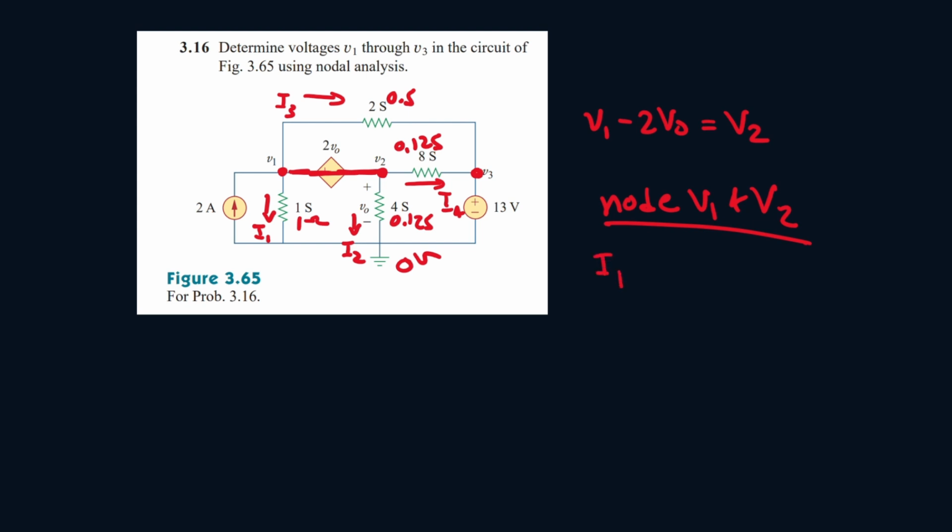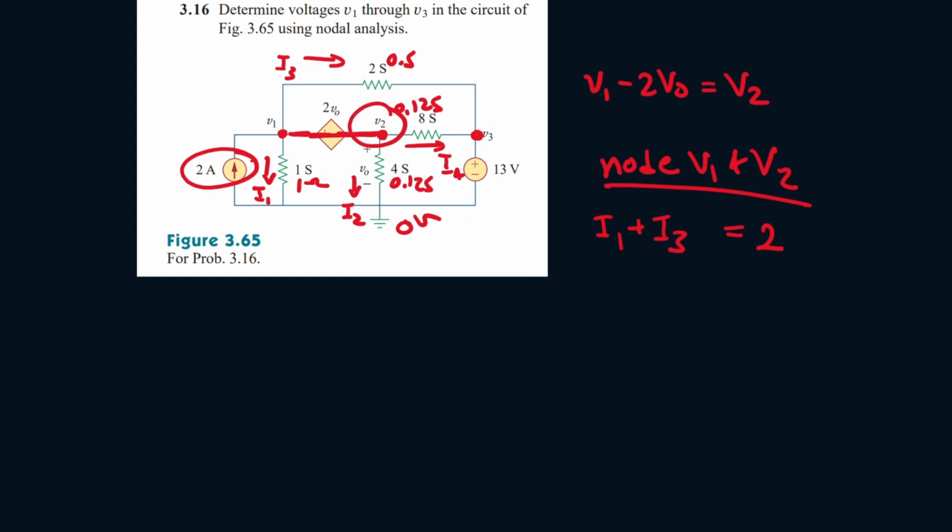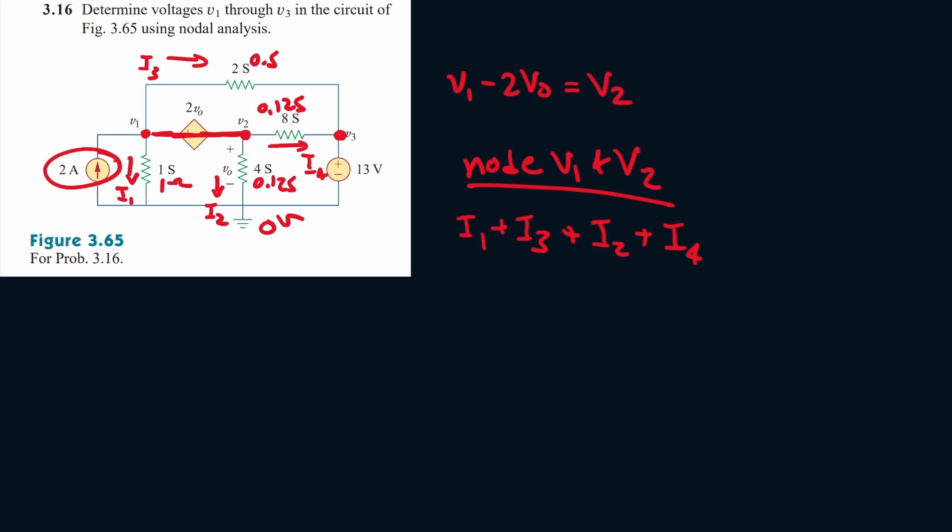So I1 leaves plus I3, and then I2, and then 2 amps enters. So this is equal to 2 amps. And then let's look at the V2 section now. I2 and I4 also leave. So plus I2 plus I4, and this is equal to 2. And yeah, that looks pretty good.